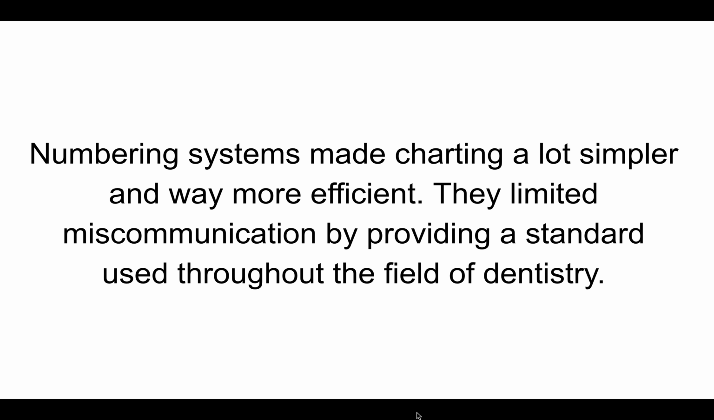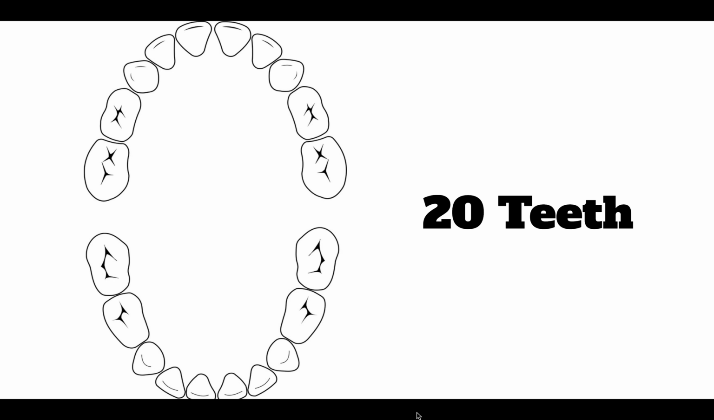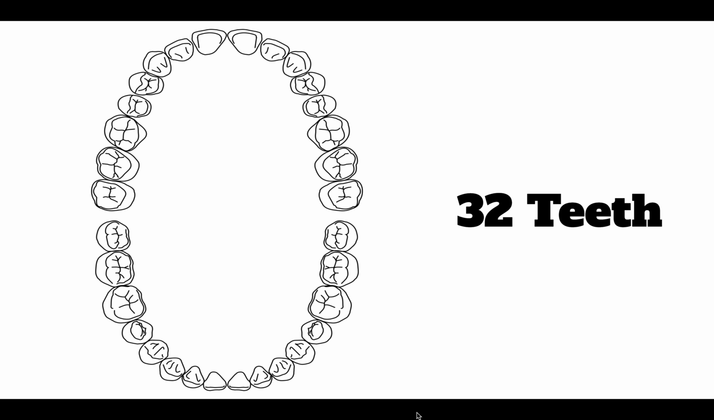Before I proceed into an explanation of how this specific system works, there is something that we have to clarify. Humans have two sets of teeth, or two dentitions. We have a primary or deciduous dentition, and they're basically our baby teeth, if you will, and we have 20 of those. And then as we age, the primary dentition is replaced by the permanent or succedaneous dentition, where we have 32 teeth.